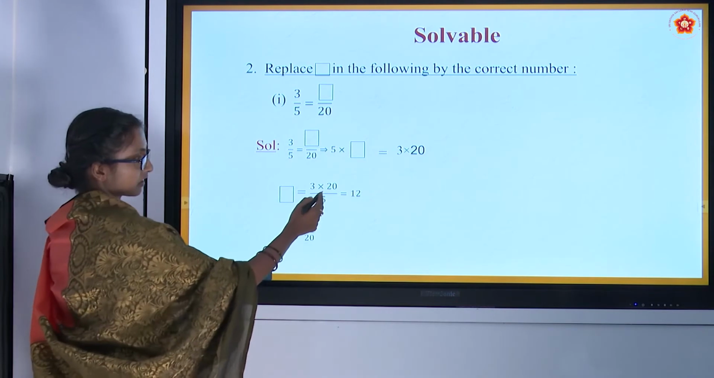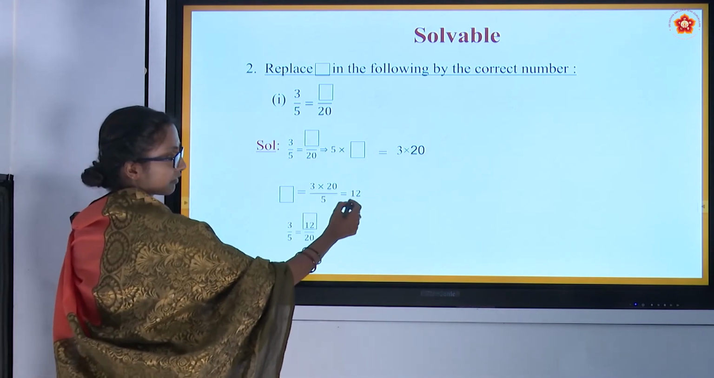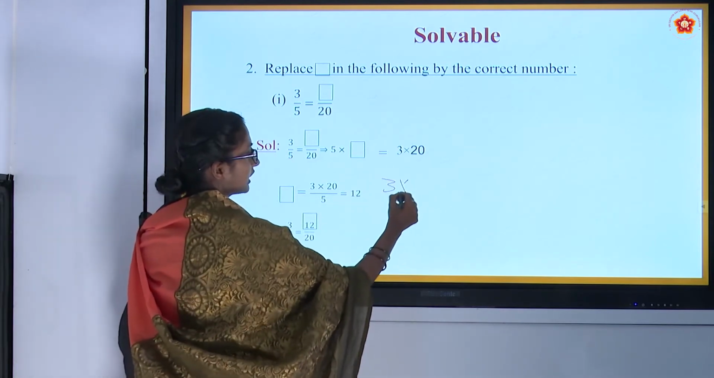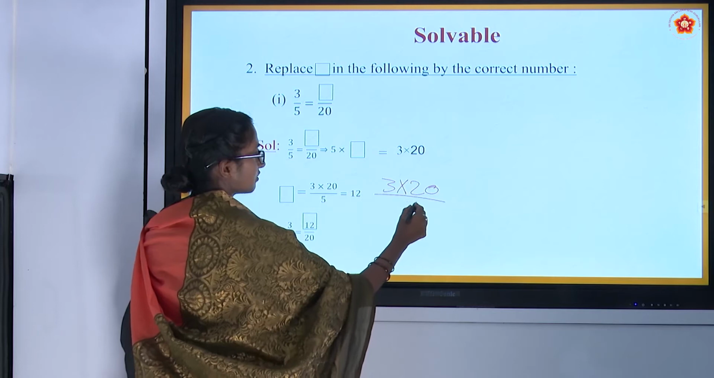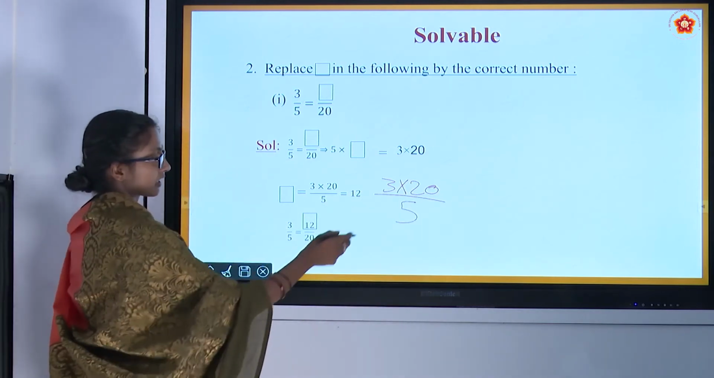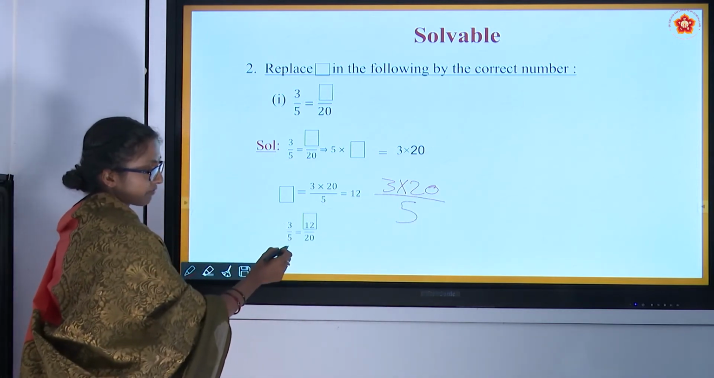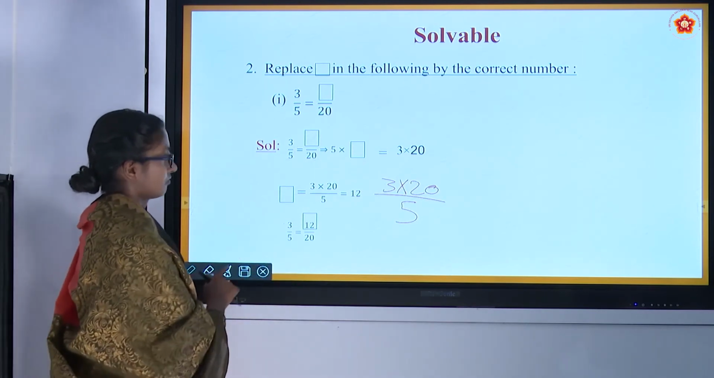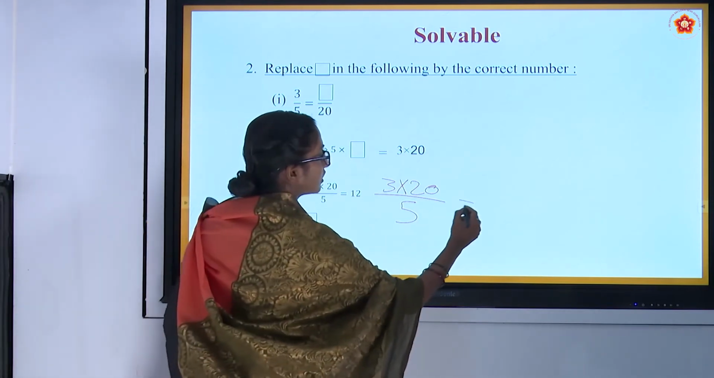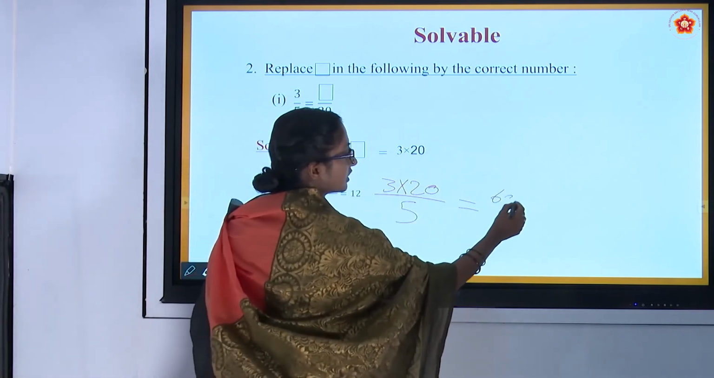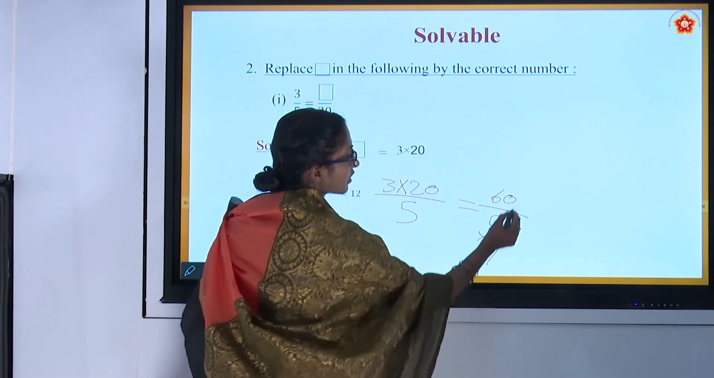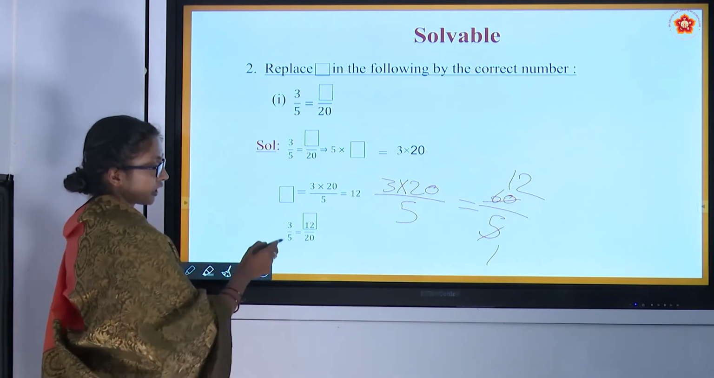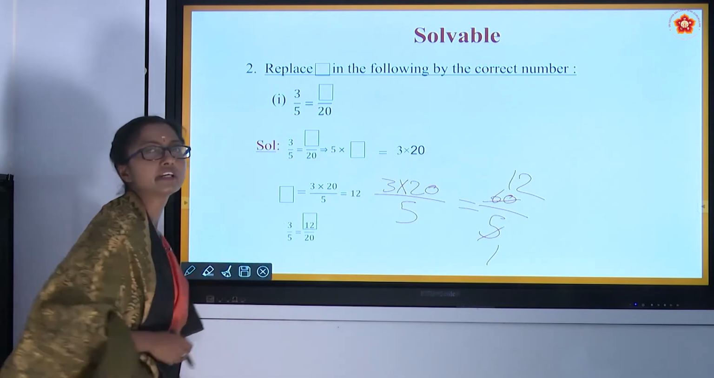3 by 5. Again this 20 went into the denominator as you saw. 3 into 20 divided by 5, we did it. Fine. After cancellation we will get 3 by 5 is equal to 12 by 20. If you want, I'll do it again. 60 divided by 5, 5 ones are 5. The answer is 12. So 3 by 5 is equal to 12 by 20.